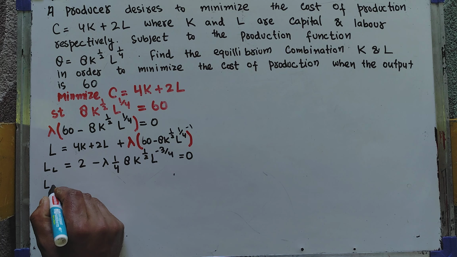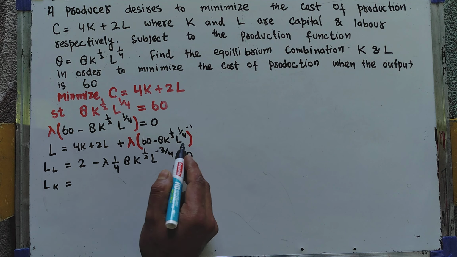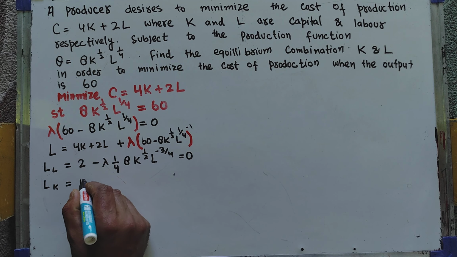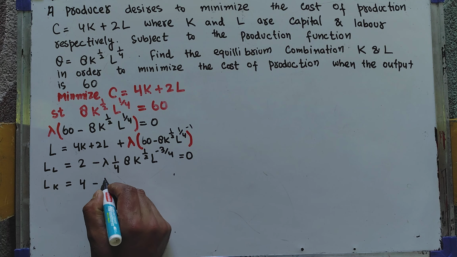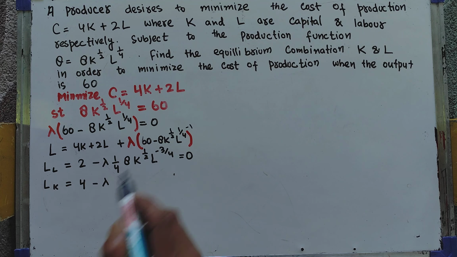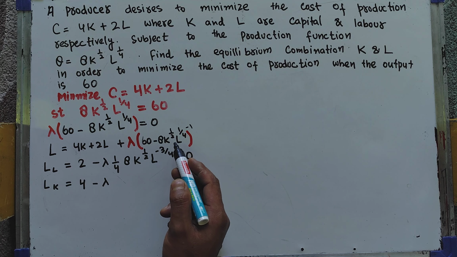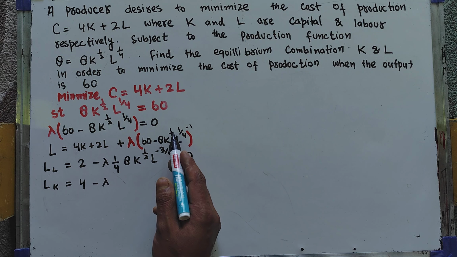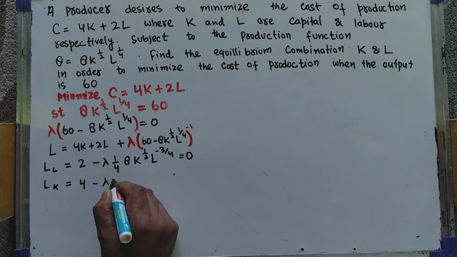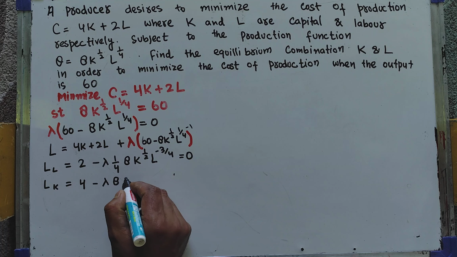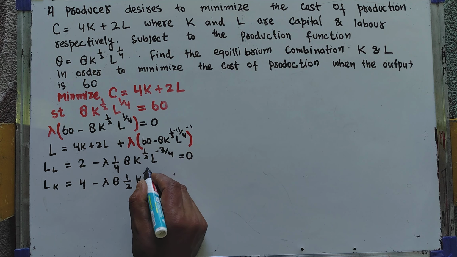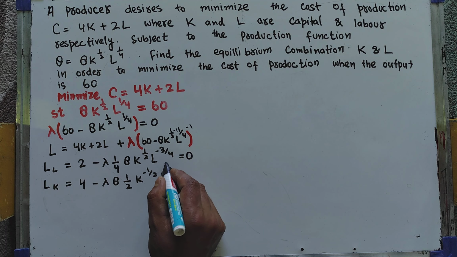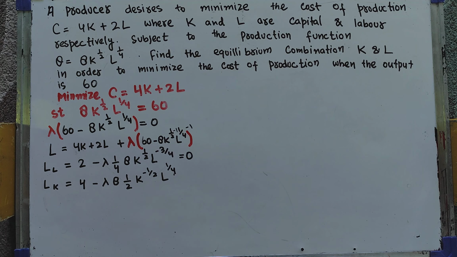Likewise, we take the derivative with respect to K partially. Differentiating partially with respect to K, the derivative of 4K is 4. Then we have minus lambda, and we partially differentiate this term with respect to K this time. The exponent becomes the coefficient, so we have 8 times 1 upon 2 K to the power, exponent subtracted by 1, so it becomes minus 1 upon 2, times L to the power 1 upon 4, which remains the same because we are taking the partial with respect to K this time, and we set it equal to 0.